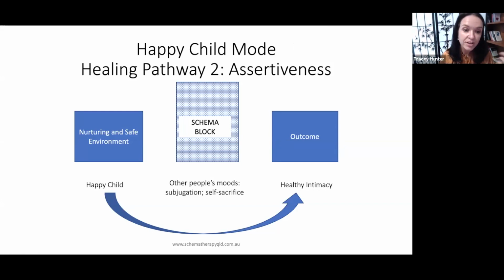Okay, so here we have an otherwise nurturing and safe environment on the left-hand side, with this happy child mode. The outcome, again, would be healthy intimacy. But if the block is other people's moods, if this child is growing up in an environment where a parent has mood issues that they're not addressing, maybe they have a very fiery temper, they go off the handle a lot, they yell whenever they come up against problems or challenges in their life.